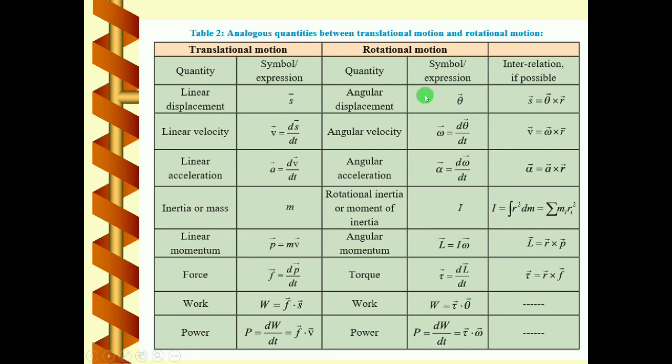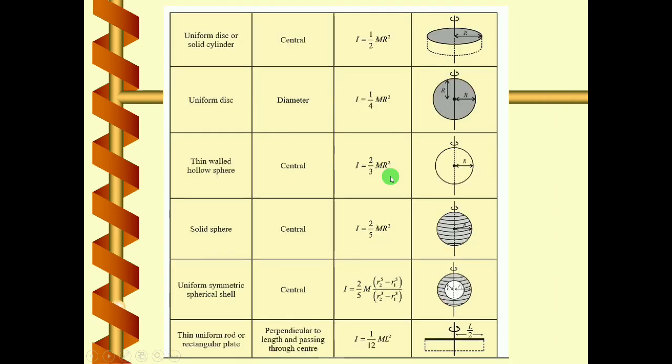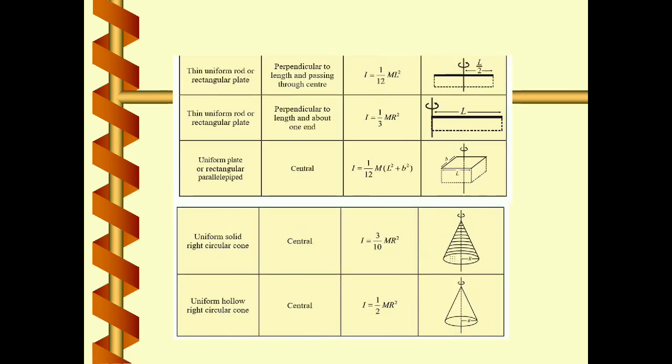If you are comparing symbols, quantities and their relations, you can study this table. This is given in your textbook also. So just go through the table and try to learn these formulas. Similarly, this one also, that is the moment of inertia for symmetric objects, which is given here. This is a continuation of this table, and this too. So all these tables from your textbook, you just go through them.